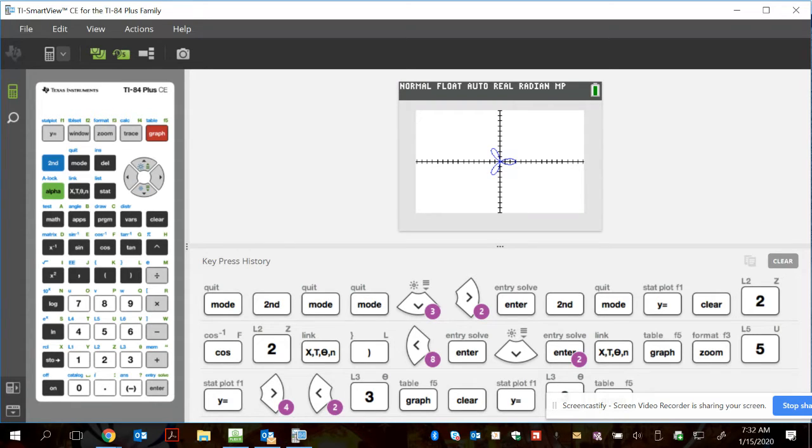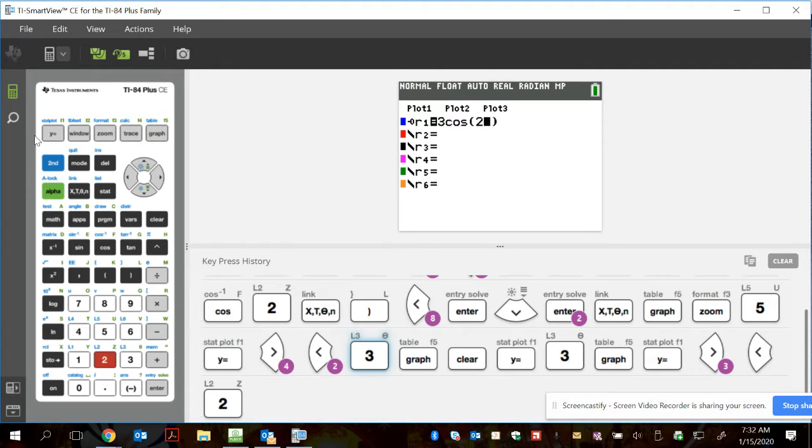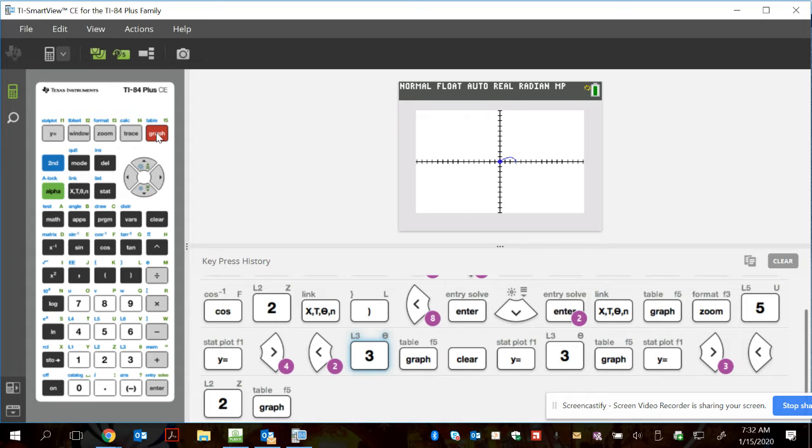Did y'all see it go around twice? Did it do that when it was 2 theta? No. Go back and change it. I want you to watch something. Go in here and change this to 2 theta. Press graph. One time. Did you see it only circled around once?